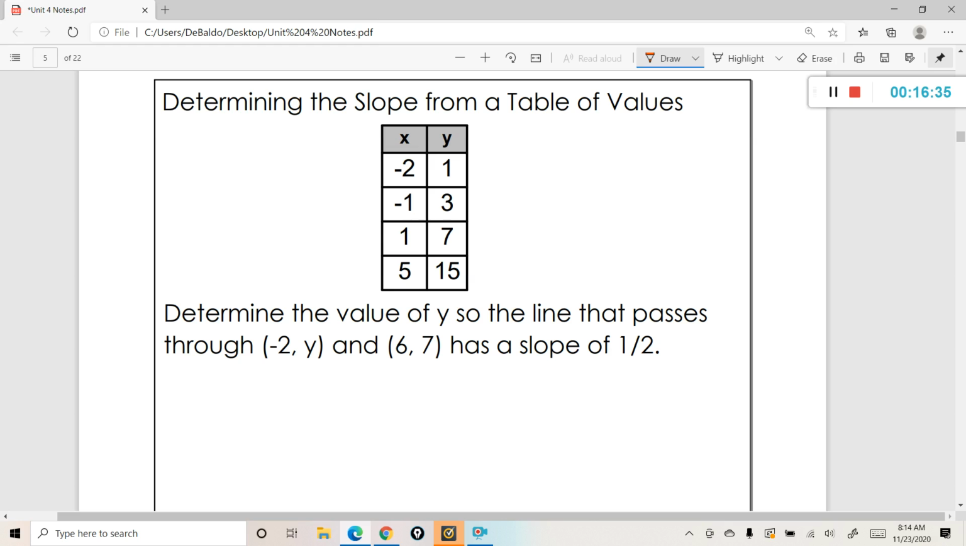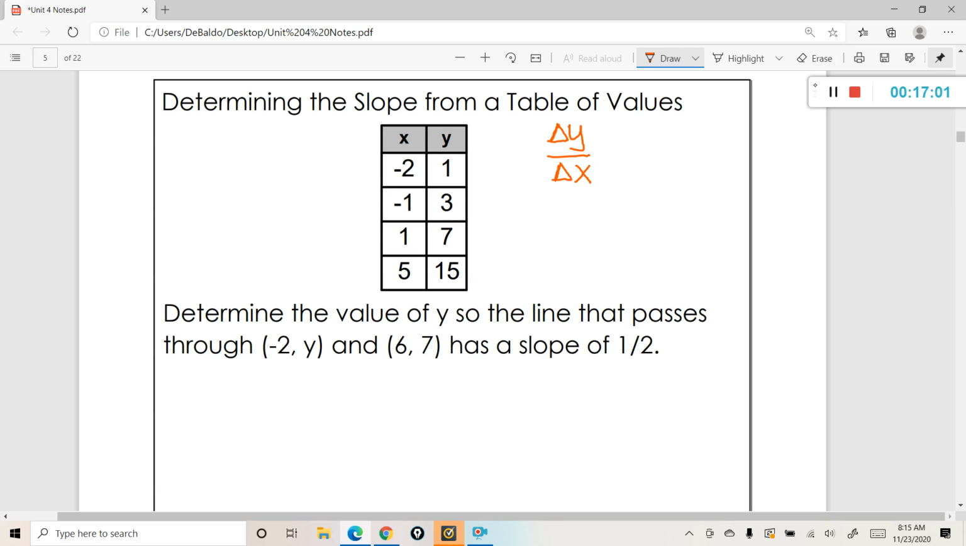Well, there's a couple ways we can do this. We just learned that you can take two coordinates and use your slope formula to determine the slope of the line. So you can absolutely pick any two of those coordinates and do that. But here's another way to do it. Remember that the slope of the line is the change in the y's over the change in the x's. So let's just see what the change in the y over the change in the x's are.